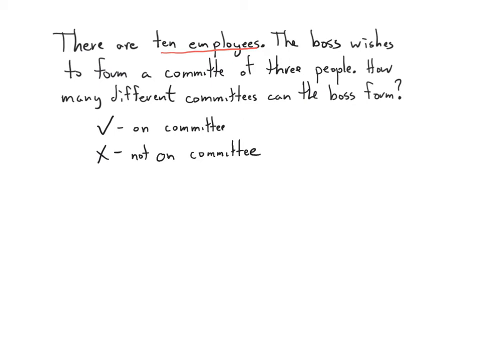And how many check marks are there? Well, there's 3 employees on the committee, so there will be 3 check marks. And there are 7 employees not on the committee, so there will be 7 X's.